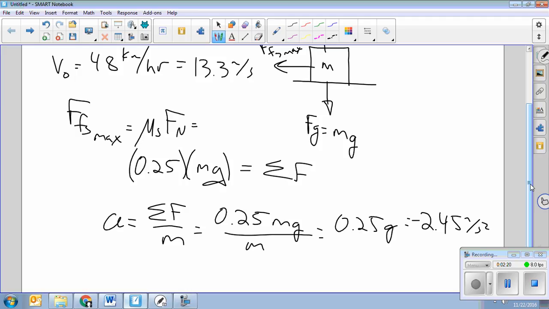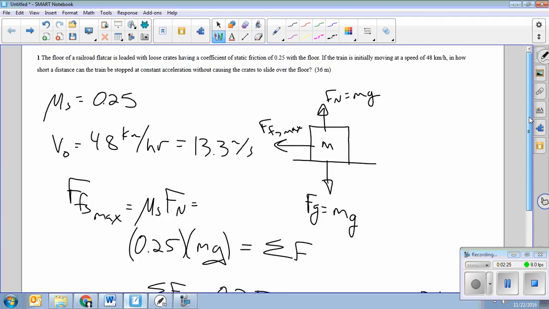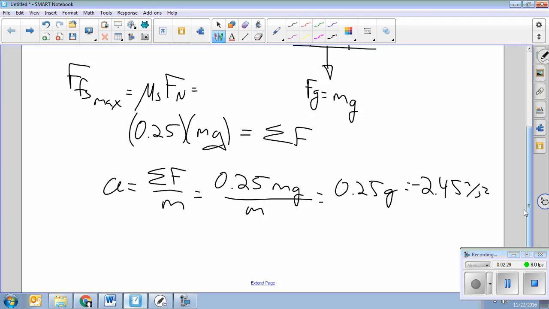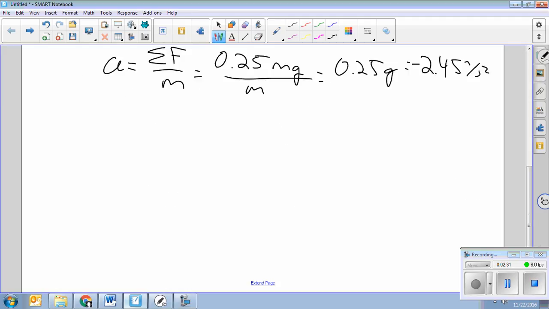So now the question is, what is the question? The question is, how short of a distance can we stop in? So the next thing we have to do is this. We know that our initial velocity was 13.3 meters a second. We're trying to stop the train, so the final velocity is 0.